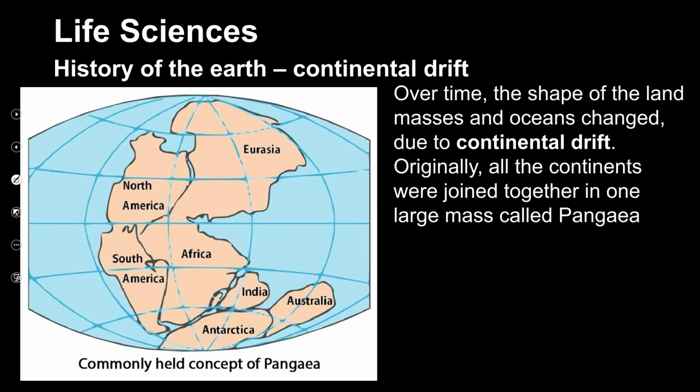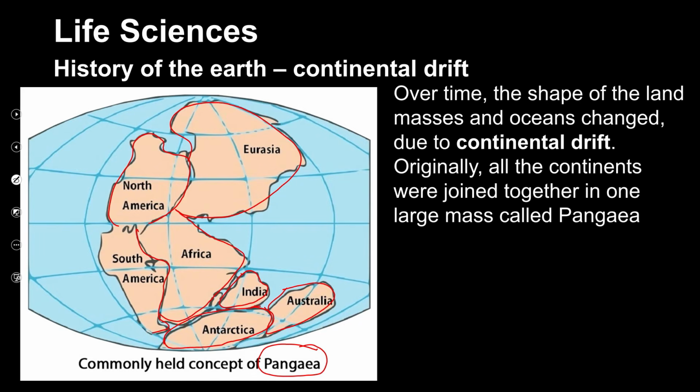For example, 400 million years ago, this is what the Earth looked like. There was North America, South America, Asia, Africa, India, which was actually part of Africa, and Australia, and Antarctica. They were all part of a huge continent. They were all joined together, and that continent was called Pangaea.